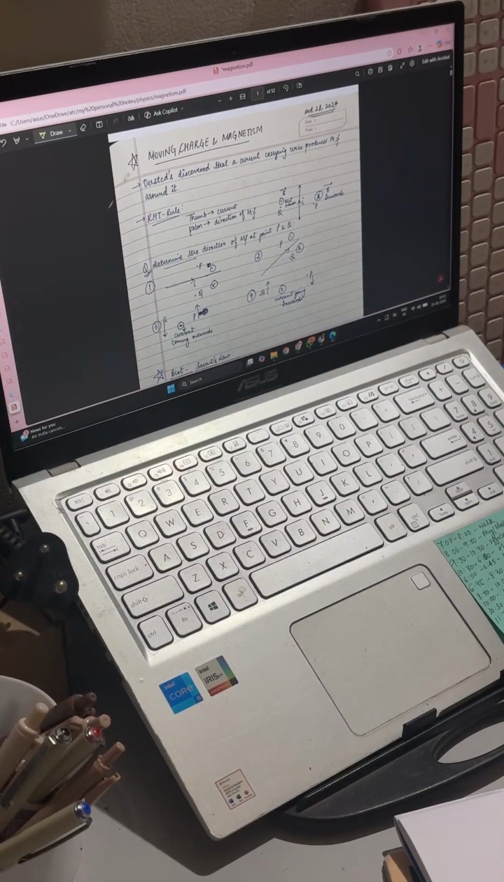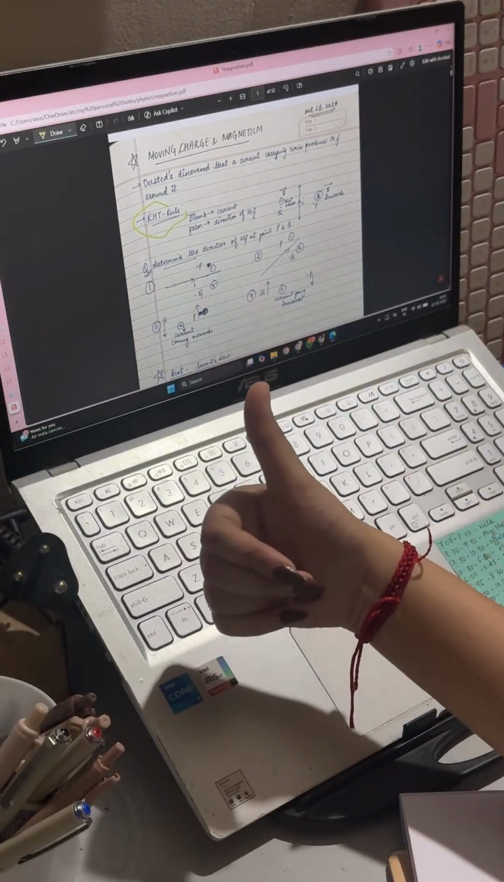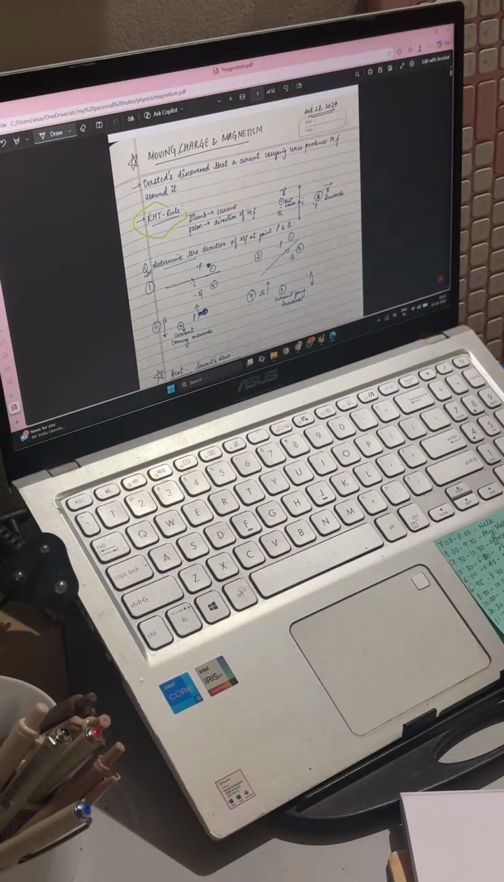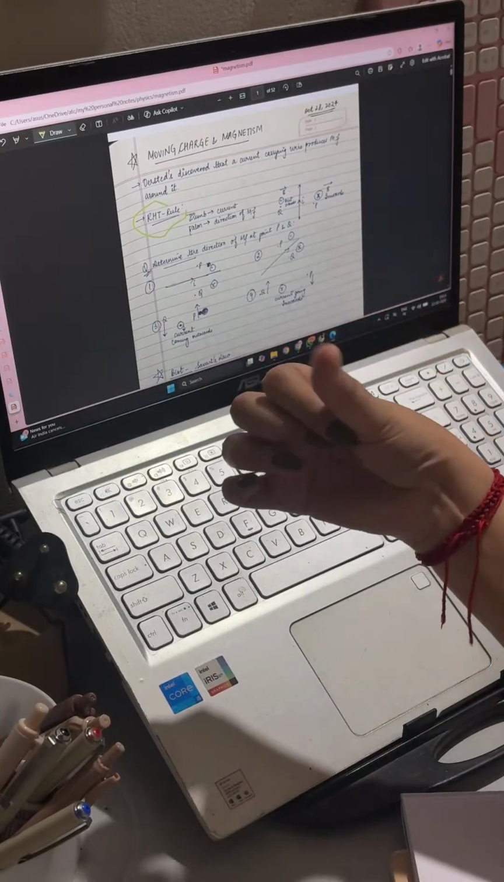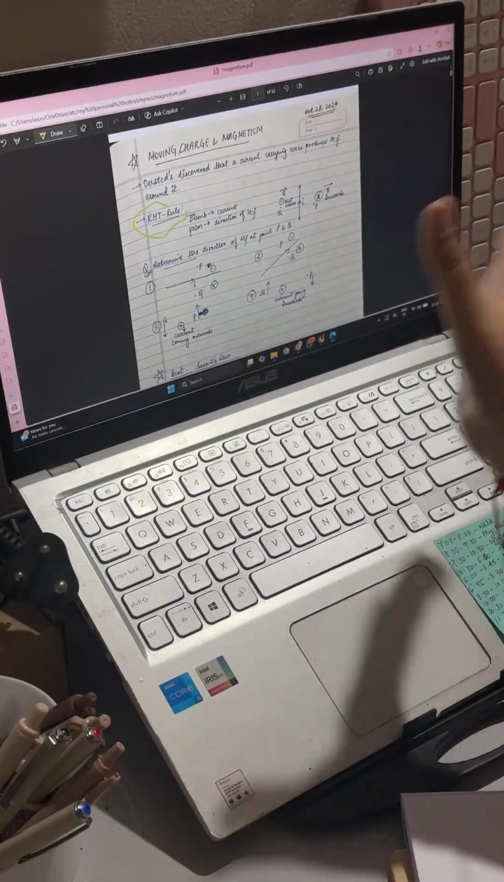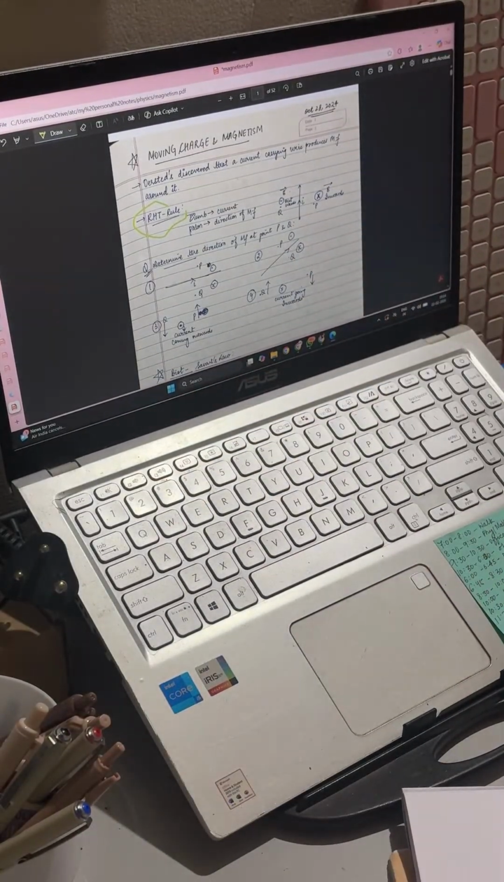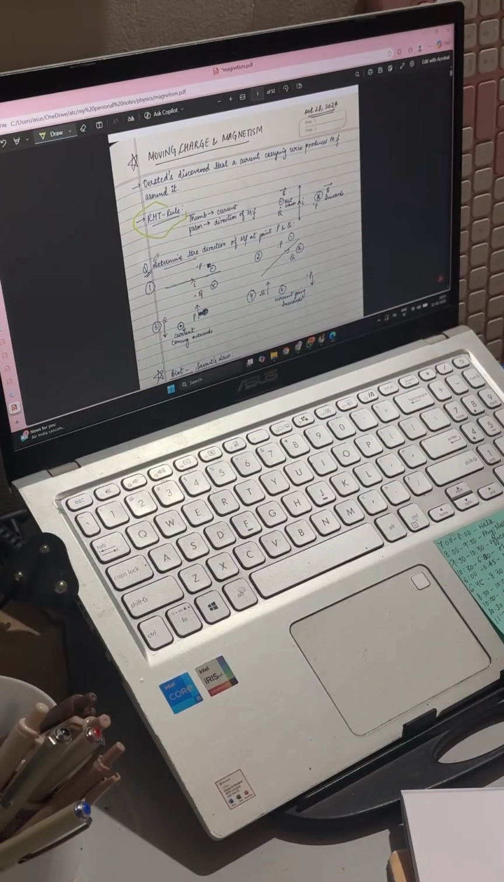Okay. So first of all we have RHT, which is the right hand thumb rule. Right hand thumb rule means we'll be having a thumb and a palm. The thumb gives the direction of the current and the palm gives the direction of the magnetic fields. So in the right hand thumb rule, the thumb gives the direction of current and the palm gives the direction of magnetic fields.